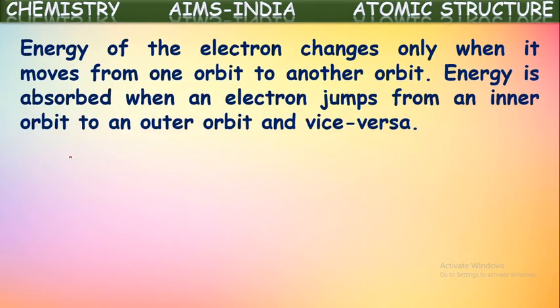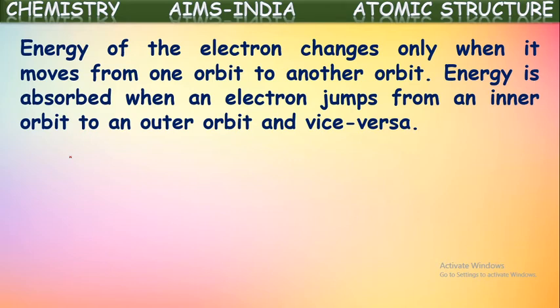But the energy of the electron changes only when it moves from one orbit to another orbit. Until it moves from one orbit to another, its energy will be fixed. It won't radiate energy or absorb energy. That's why these orbits are called stationary orbits. But when an electron jumps from one orbit to another orbit, it changes its energy.